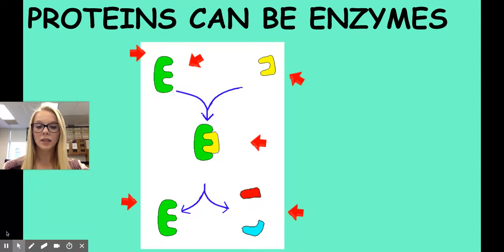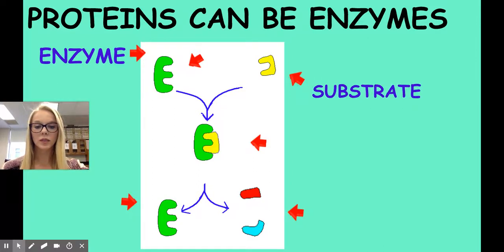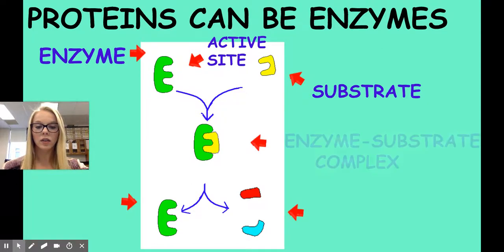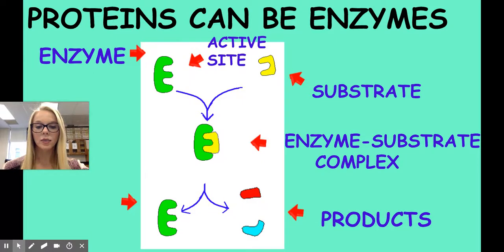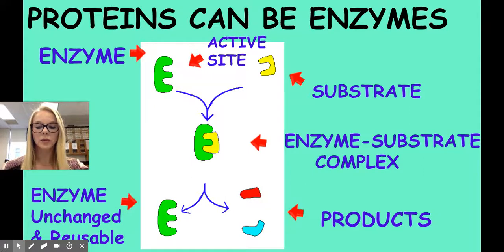Up here, you see this green shape, which is an enzyme. The yellow shape over here is called a substrate. The substrate will be able to bind to the enzyme because it fits with the active site of the enzyme. This part right here is called the active site, and this is where the enzyme and substrate bind together. When they are bound together, this is called the enzyme-substrate complex, and this occurs during the reaction. When the reaction is complete, the enzyme releases the newly made products that the substrate had turned into. The enzyme comes out of the reaction unchanged and ready to be used again.